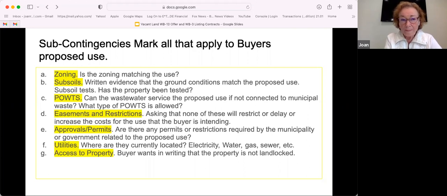Subsoils. This is a really big consideration in both subdivision lots and in raw land or undeveloped land parcels. And you have to see that the ground conditions match the proposed use.